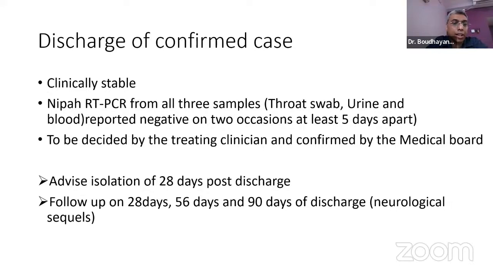Obviously, the patient has to be clinically stable. An important point to note is that the RT-PCR from all 3 samples, that is throat swab, urine, and blood, has to be negative on 2 occasions at least 5 days apart. So 3 samples on 2 occasions. So 6 samples have to be negative. So it is very important. And ultimately, it has to be decided by the treating clinician and confirmed by the medical board.